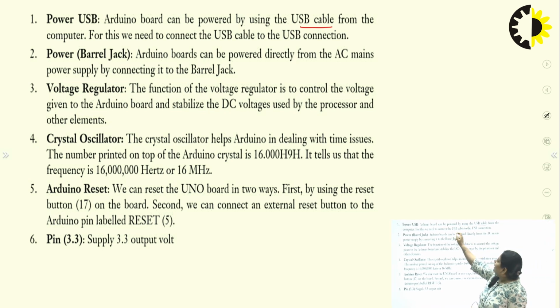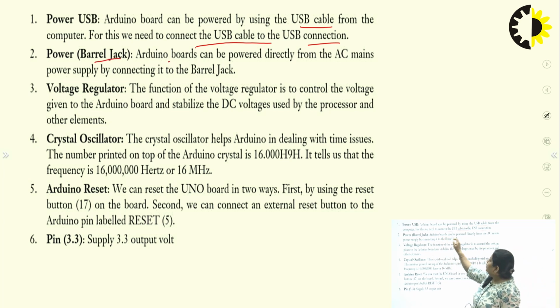The Arduino board can be powered by using the USB cable from the computer, and for this powering we need to connect the USB cable to the USB connection. We have to give a USB connection to power the Uno board. Then the power barrel jack.